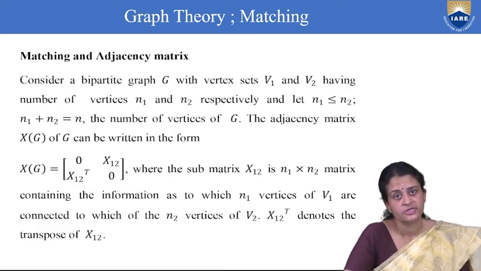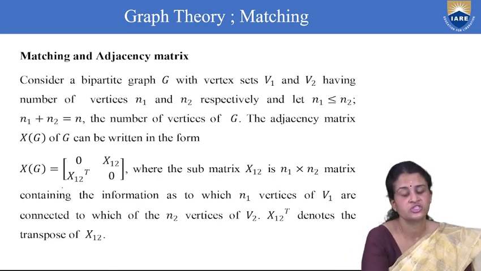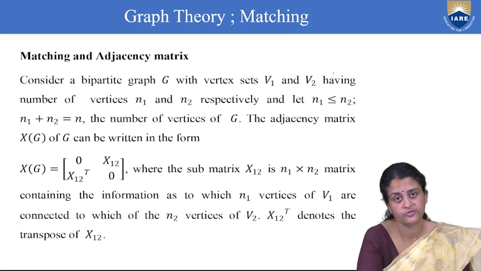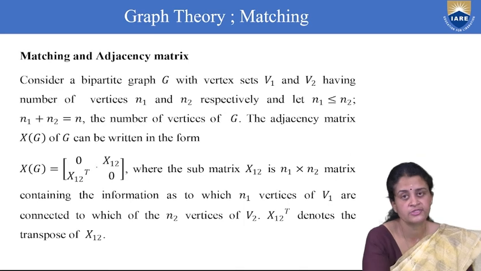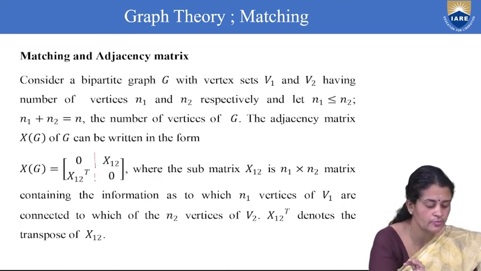Now, matching and adjacency matrix. We have seen what an adjacency matrix of a graph is. We can find the complete matching of a graph easily with respect to the adjacency matrix. The adjacency matrix of a bipartite graph is given like this: XG, where V1 and V2 are the sets of vertices and n1 and n2 are the cardinalities of V1 and V2, such that the graph has total cardinality n. Then the adjacency matrix of G can be represented like this: XG equals 0, X12 and X12 transpose, 0.